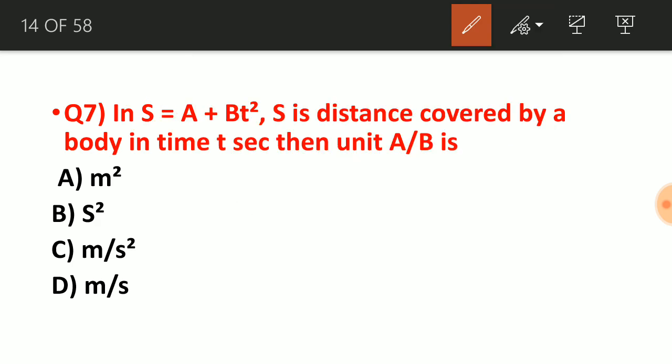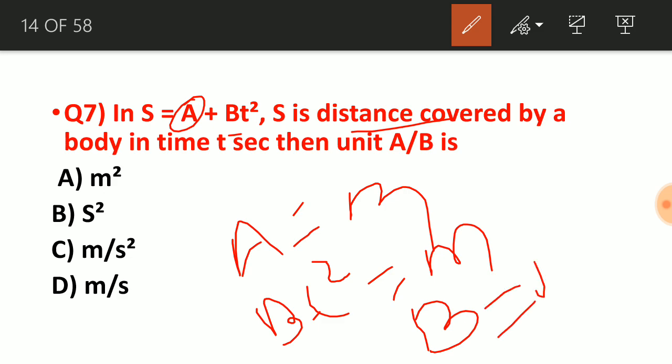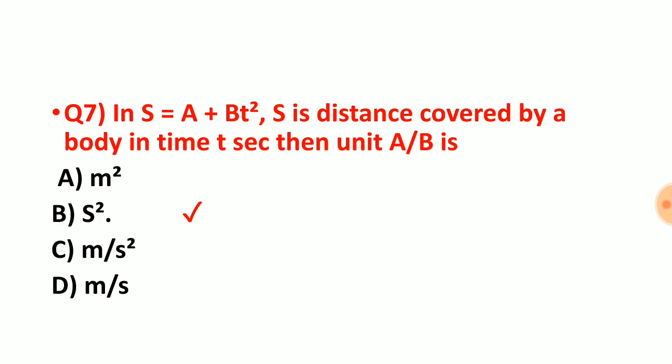So if you see in this question, the unit of A will be the unit of S, and S is distance traveled. So the unit of A is meter. The unit of BT square should also be meter. And the unit of T is second. Because of that, the unit of B is meter per second square. If we divide the unit of A by the unit of B, meter and meter will cancel and second square will come in the numerator. Because of that, option choice B is the correct answer for question number 7, second square.